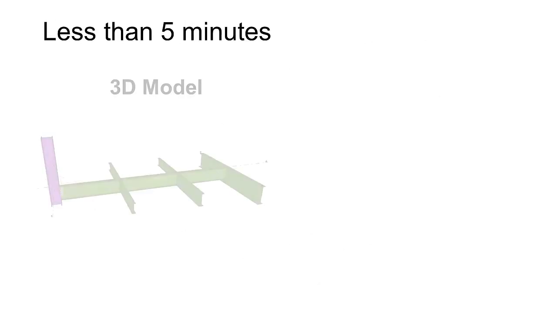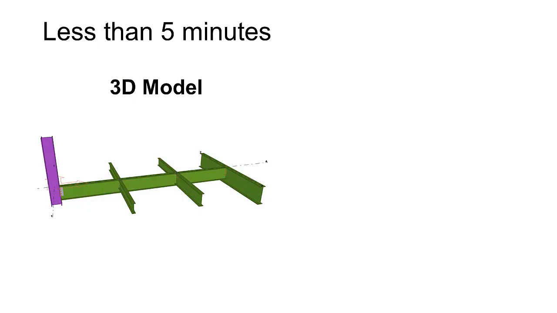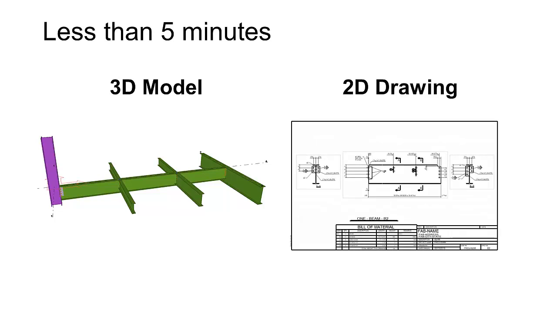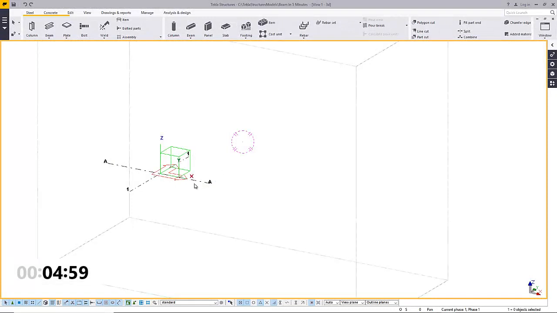So what I'm going to show off here is that in less than 5 minutes, I'm going to detail a beam, show all the framing members here in the model of what's connecting to it and what it's connecting to, and then I'm going to automatically create the 2D drawing. And again, I'm going to do all of this in less than 5 minutes. All right, let's get started.